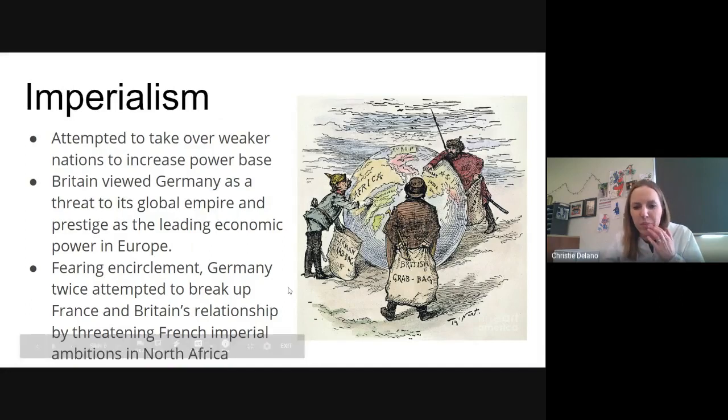Germany, like we mentioned on the previous slide, is bordered by both Russia and France. So naturally speaking, they don't want Britain and France to have that relationship. And so they deal with some issues in North Africa, trying to break that relationship up.